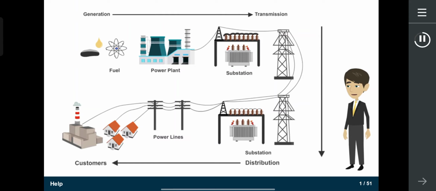As we discussed earlier, transmission and distribution is divided into two parts. In this course, we are doing the second part of transmission and distribution. So, let's get started with the course.